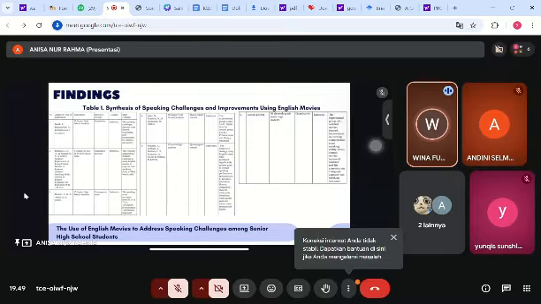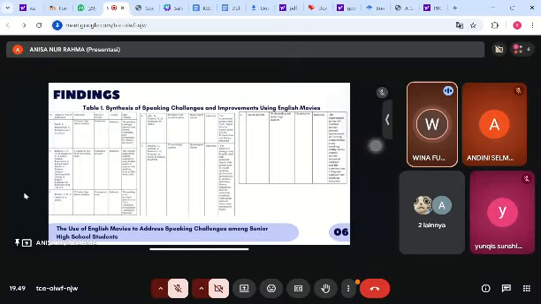Okay, thank you for the opportunity. So I will explain about the findings. So this table shows the synthesis of speaking challenges and improvement using English movies. And this table summarizes the findings of 6 selected studies, and the results showed that senior high school EFL students commonly face speaking challenges such as limited vocabulary, poor pronunciation, low fluency, and anxiety.